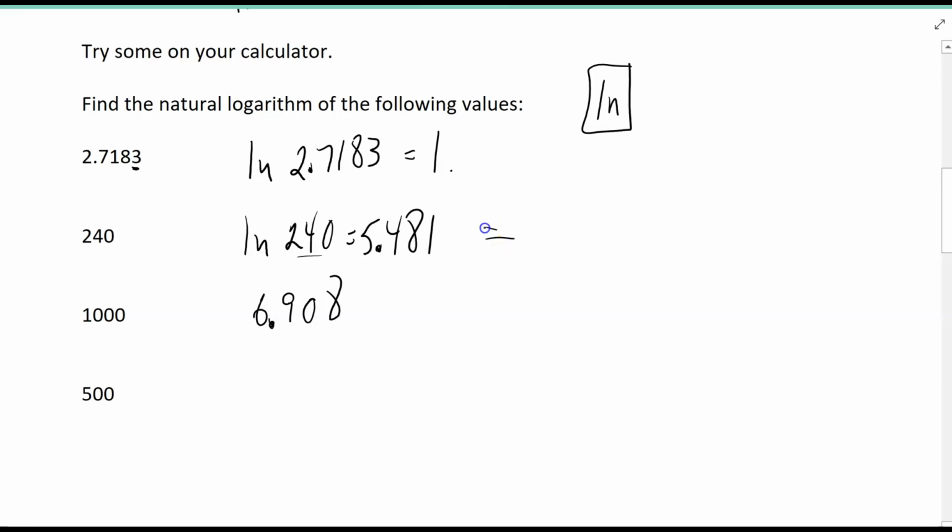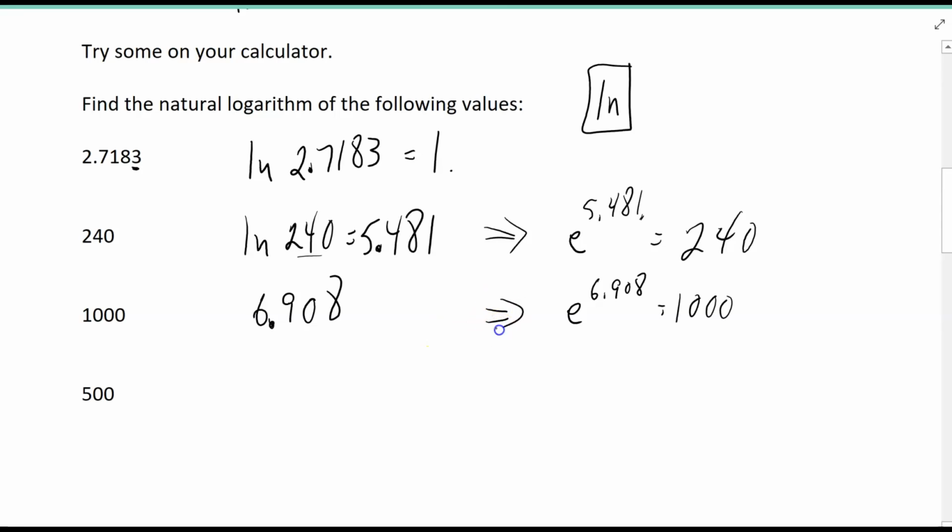So if I convert back to exponential form, e to the 5.481 is equal to 240. And that's approximate because this was a rounded value. And e to the power of 6.908 is equal to 1000. So this is just the same thing but in exponential form.